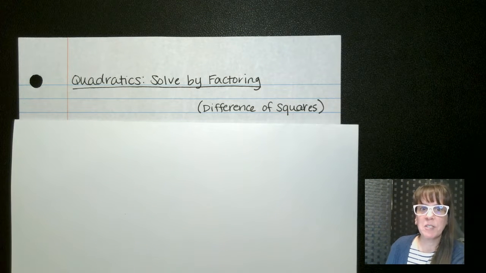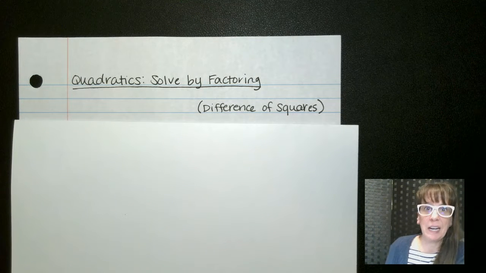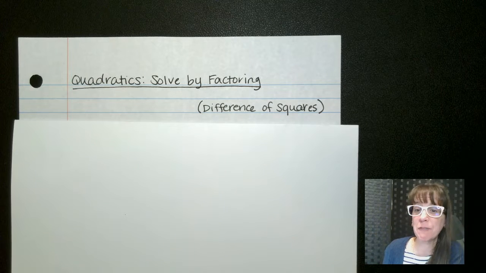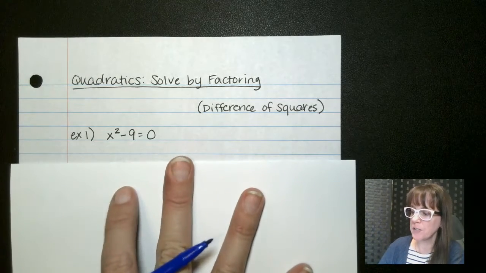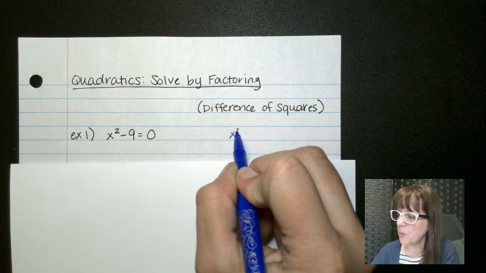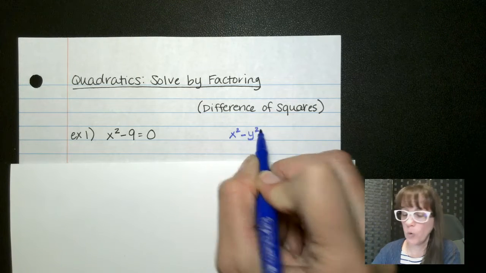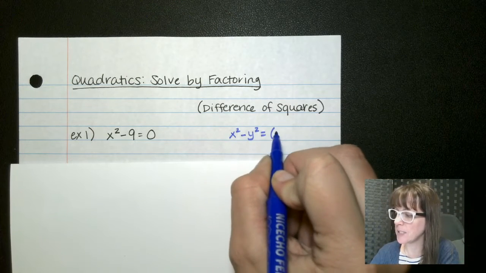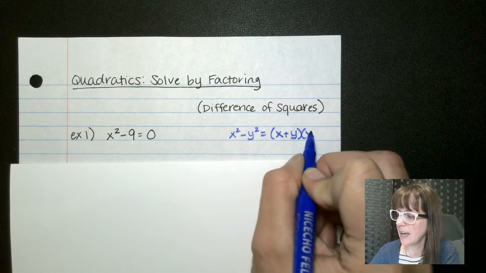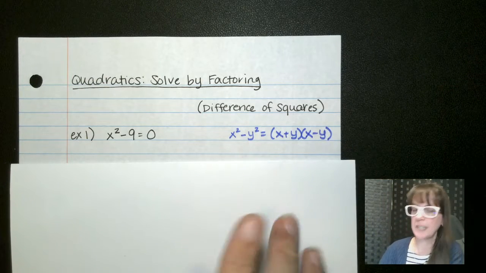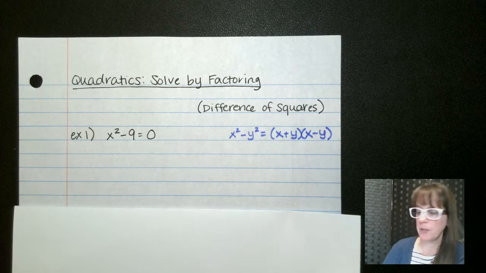Hi friends, welcome back. We're talking quadratics, solving by factoring today, and in this one we're going to do difference of squares. Remember, difference of squares is x squared minus y squared, only minus, that's why it's different, equals x plus y, x minus y. So you have something squared minus something squared.